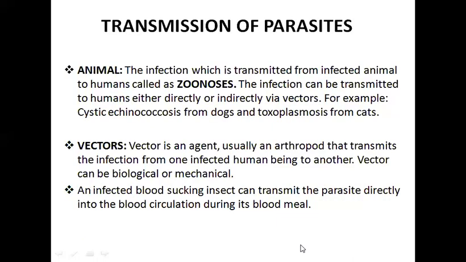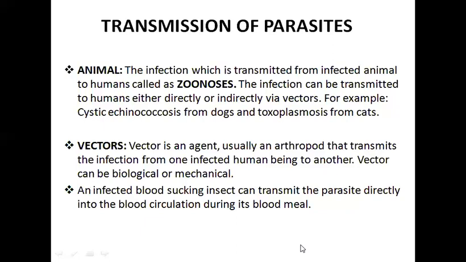Then we have animals. The infection which is transmitted from infected animals to humans is called zoonosis. We've just seen this. The infection can be transmitted to humans either directly or indirectly through vectors. For example, we have echinococcosis, which is transmitted from dogs, and toxoplasmosis transmitted from cats to humans.